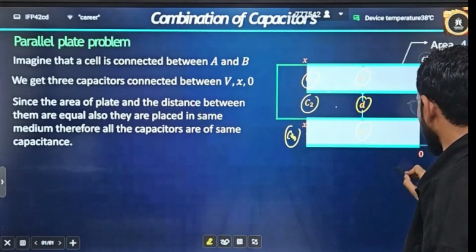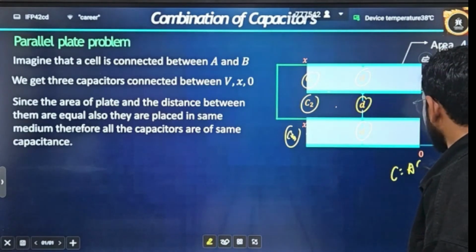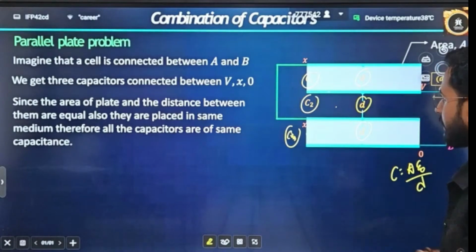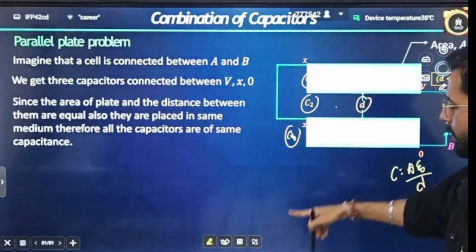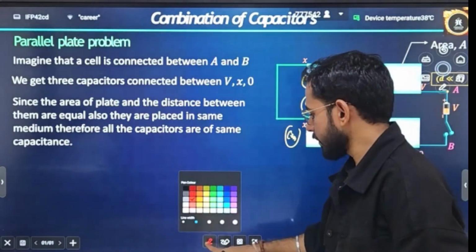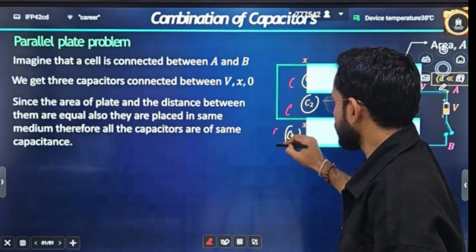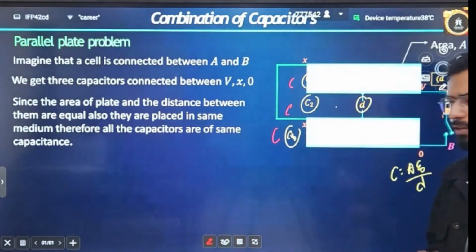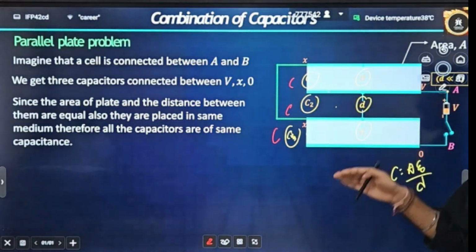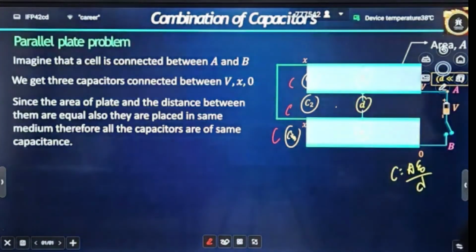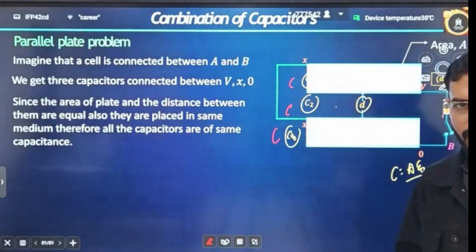What is the capacitance for a parallel plate capacitor? It is nothing but A epsilon naught by D. That means I can simply say C1 is equal to C2 is equal to C3, and all of them are equal to C. Now the question is how they are arranged. Which of them are in series combination? Which of them are in parallel combination? That is the actual thing the question is trying to ask you.